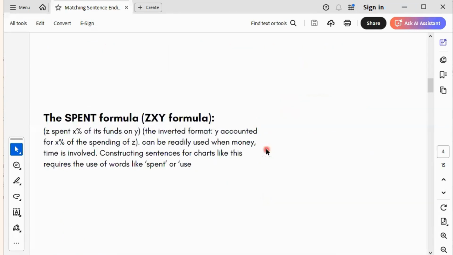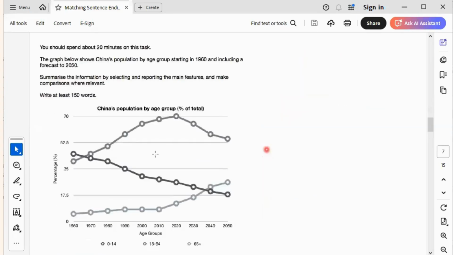15% of China's population. Look at it. Look at this one here. 17.5% of what? Of China's population. I did not say 17.5% of 0 to 14 years. That's the mistake some people make.